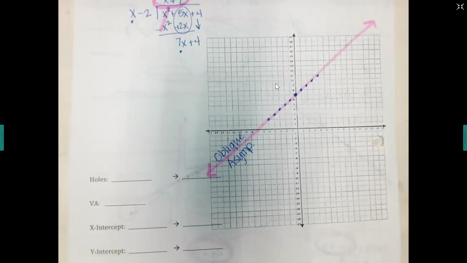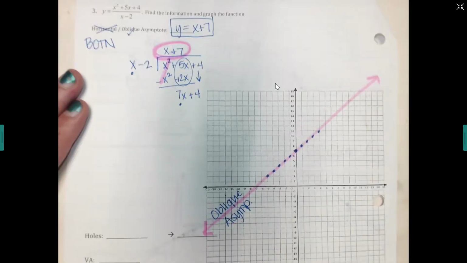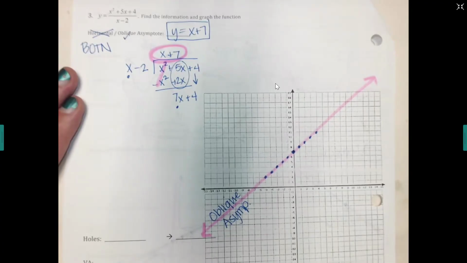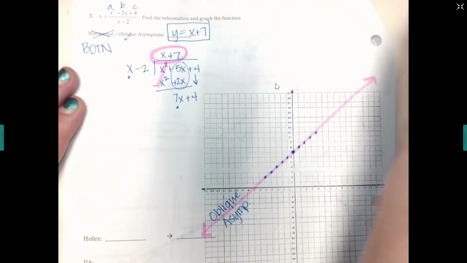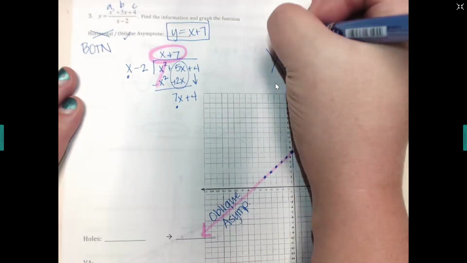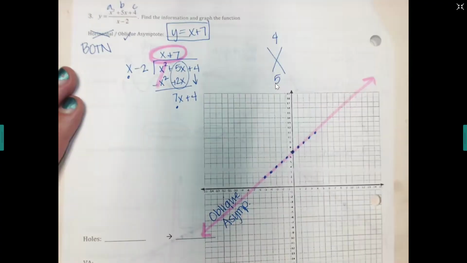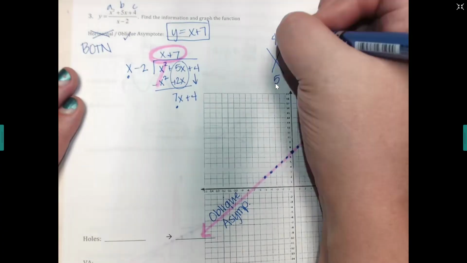So the edges of my graph should go towards that. Now, everything else you already know how to do. So let's finish up the question. How could I factor the top? AC chart is correct. ABC. I need numbers that are going to multiply to 4 and add to 5. What could I pick? 1 and 4. Very good.